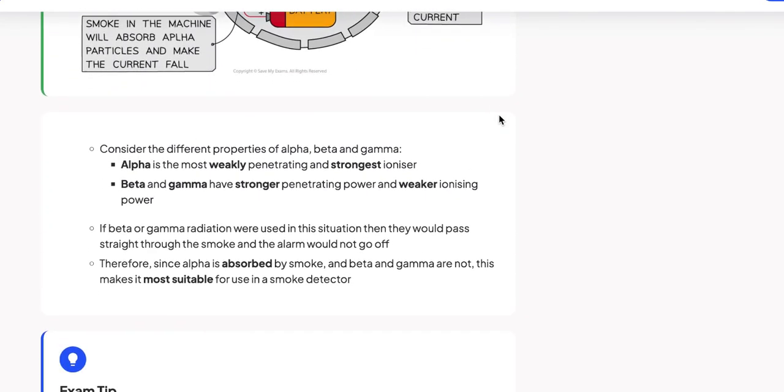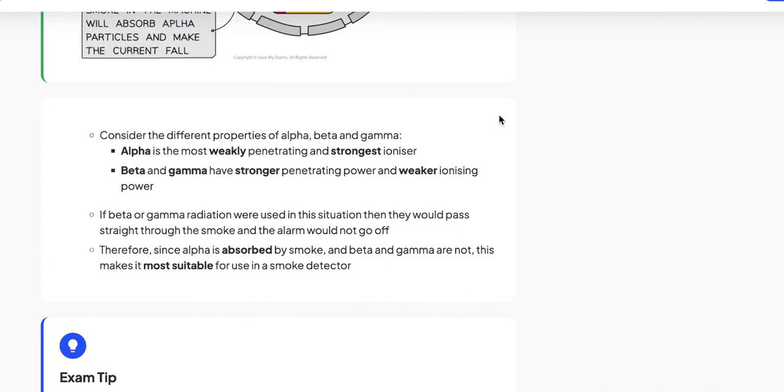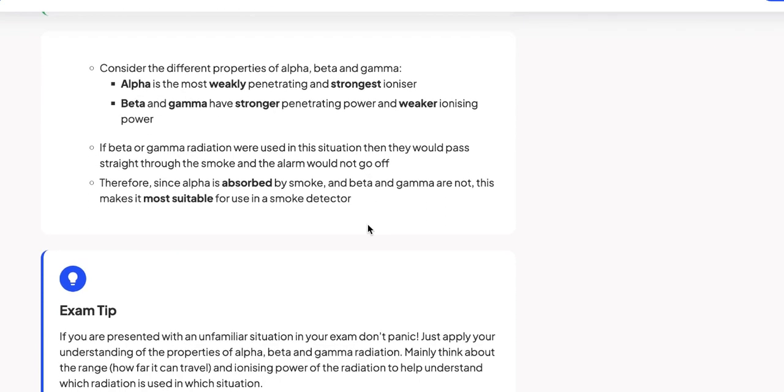Now let's take a look. We say alpha is the most weakly penetrating and strongest ionizer. We already know this, we've studied this. Alpha is very weak in penetration, but is a very strong ionizer. It's the strongest ionizer of the three radiations, but is the weakest in penetration. Beta and gamma have stronger penetration power, but they have weaker ionization power.